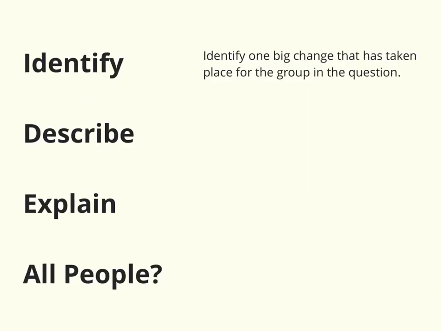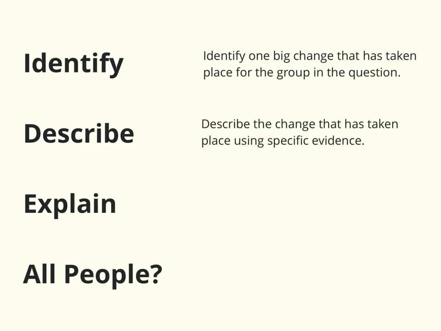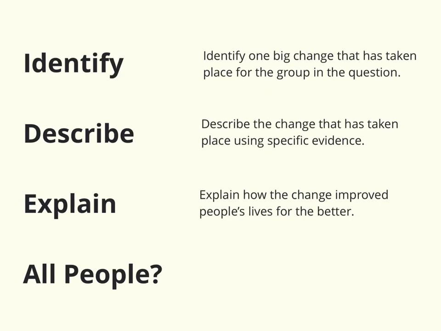So, onto your paragraphs. First thing you want to do in your paragraph is identify one big change that's taken place for the group mentioned in the question. Then, you want to describe the change that's taken place and give some specific examples from your own knowledge. You then want to explain how the change made people's lives better, or perhaps how it made them worse.